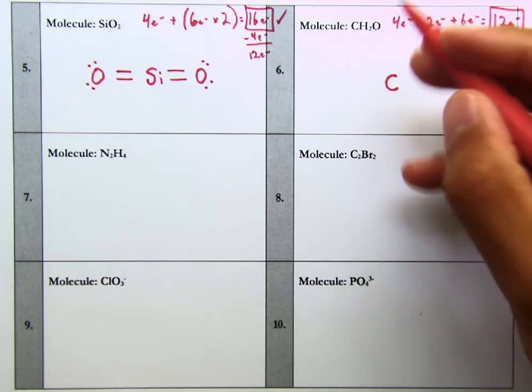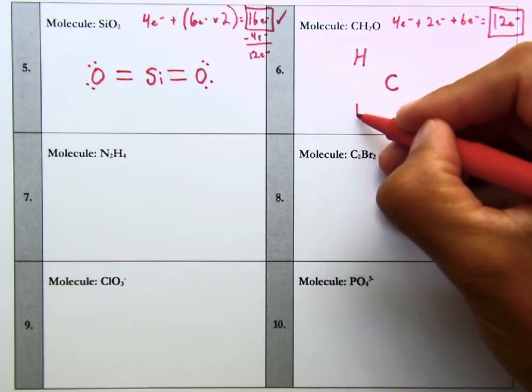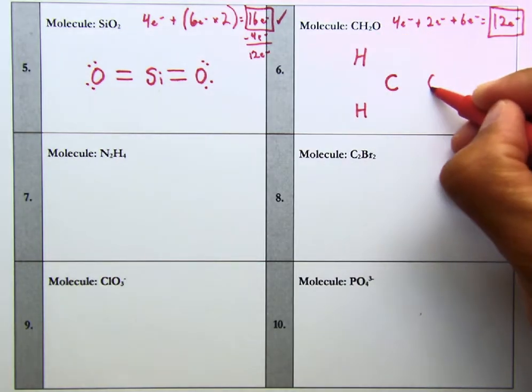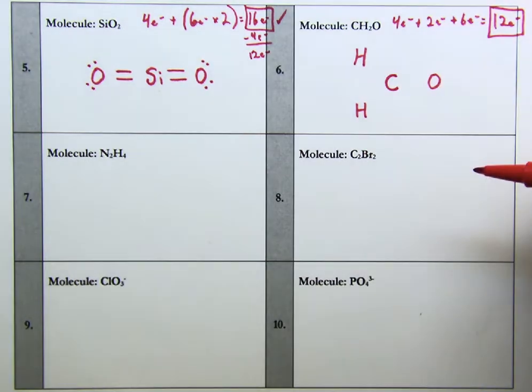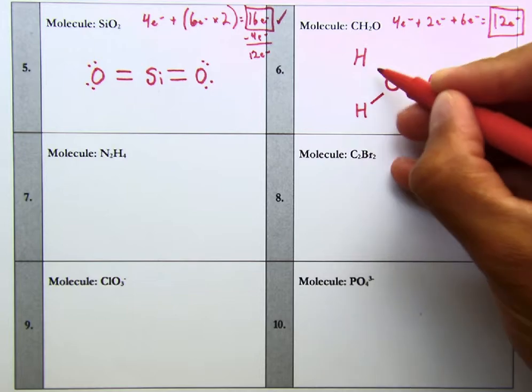Remember, hydrogen can only form a single bond, so we're going to have a hydrogen, we're going to have a hydrogen, and then we're going to have an oxygen. You just sort of space them out as much as you can around the central atom. We're going to connect it with single bonds.